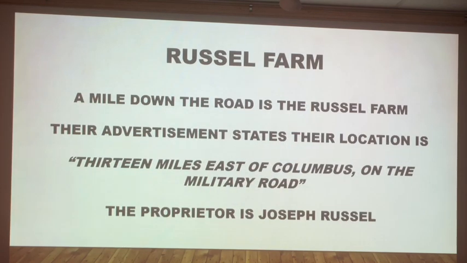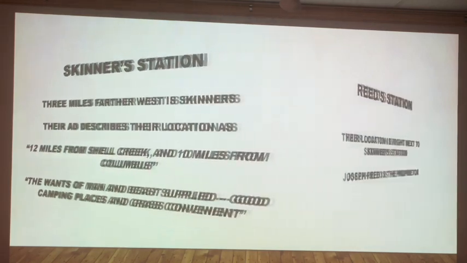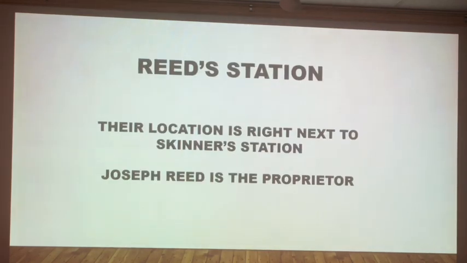Okay, a mile down the road then was the Russell Farm. Their advertisement states that their location is 13 miles east of Columbus on the Military Road, and the proprietor was Joseph Russell. The Reed Station was actually just right next to Skinner Station, and it was run by Joseph Reed as a proprietor.